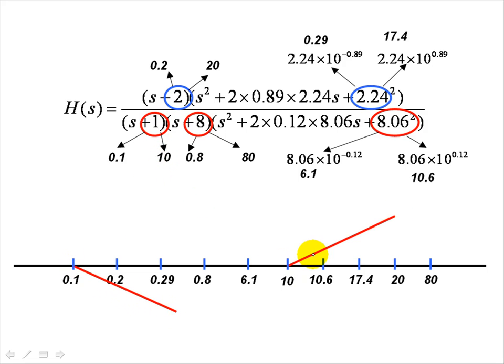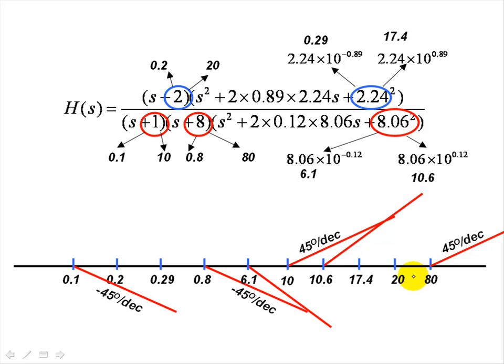per second. The slopes are 45 degrees per decade because this is a simple pole. The pole at 8 contributes with 2 slopes, one descending at 0.8 and the other ascending at 80 radians per second. The slopes are 45 degrees per decade because this is also a simple pole. The complex conjugate poles at omega naught, 8.06, contribute with a descending slope at omega 1, 6.1, and an ascending slope at omega 2, 10.6 radians per second.